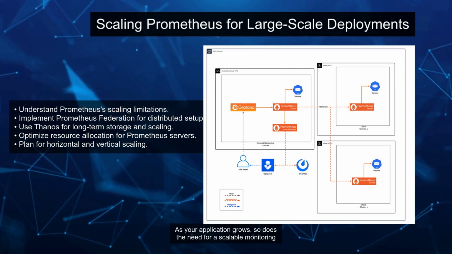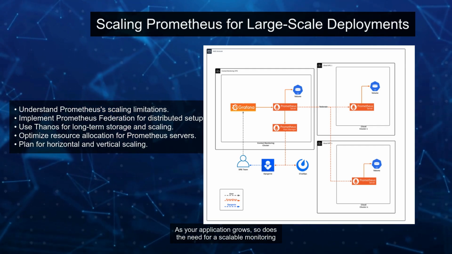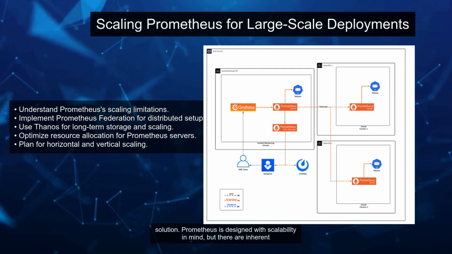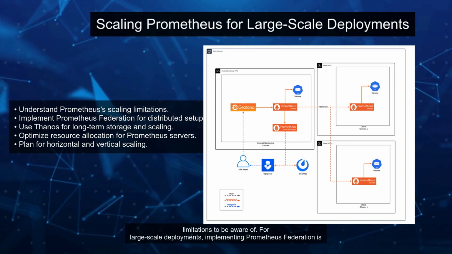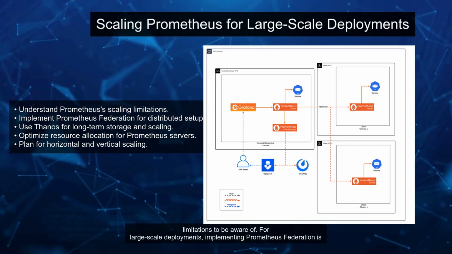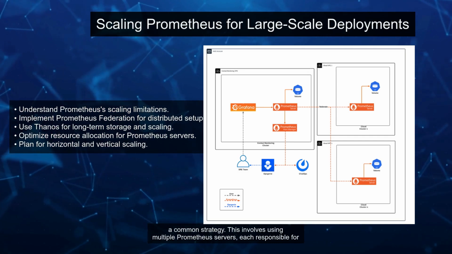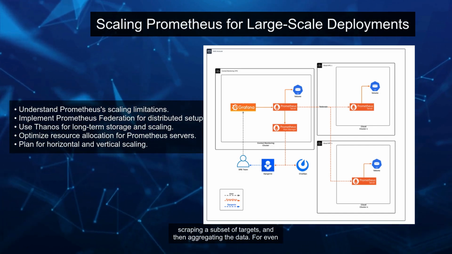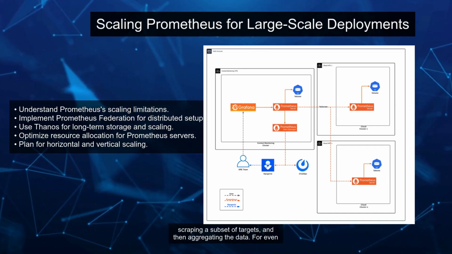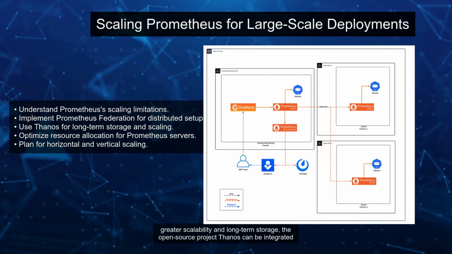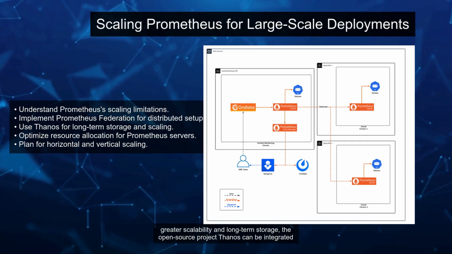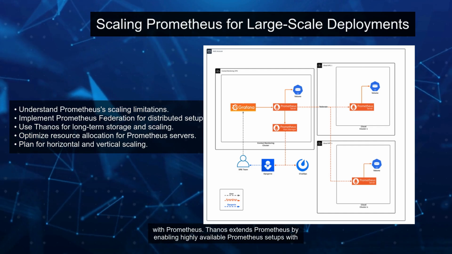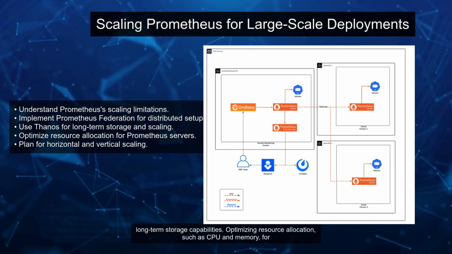As your application grows, so does the need for a scalable monitoring solution. Prometheus is designed with scalability in mind, but there are inherent limitations to be aware of. For large-scale deployments, implementing Prometheus Federation is a common strategy. This involves using multiple Prometheus servers, each responsible for scraping a subset of targets, and then aggregating the data. For even greater scalability and long-term storage, the open-source project Thanos can be integrated with Prometheus. Thanos extends Prometheus by enabling highly available Prometheus setups with long-term storage capabilities.